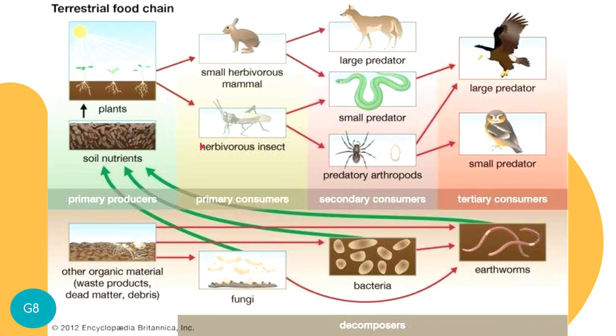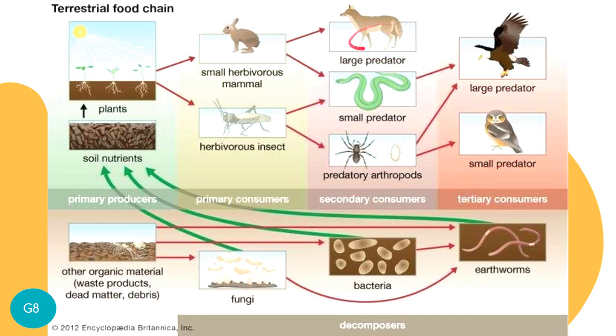So another example of a terrestrial food chain, so you have your plants here as the producers, then these are your primary consumers. So both are herbivores. So all primary consumers are herbivores. Okay. Then they can be eaten by a wolf or a snake or other larger insects. So they are considered your secondary consumers. Then your secondary consumers can then be eaten by a large predator such as an eagle or an owl.